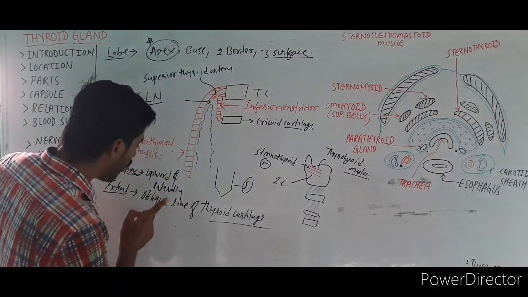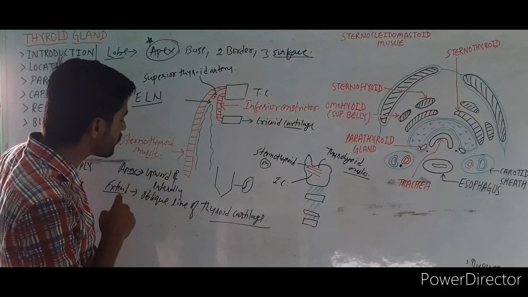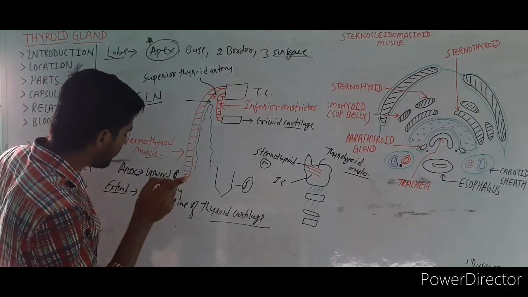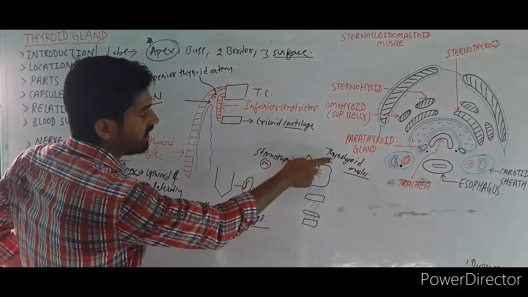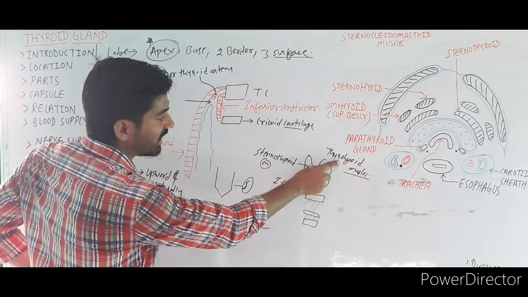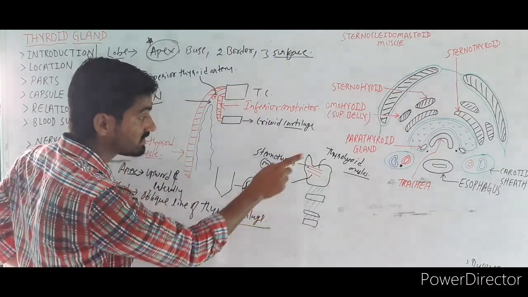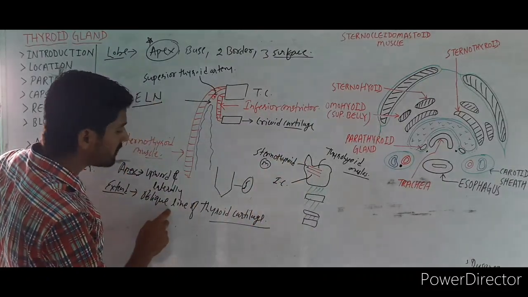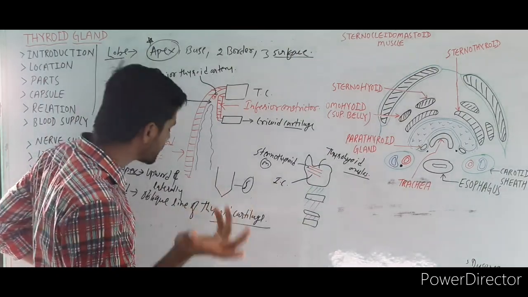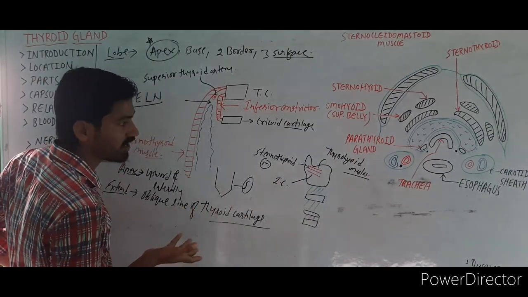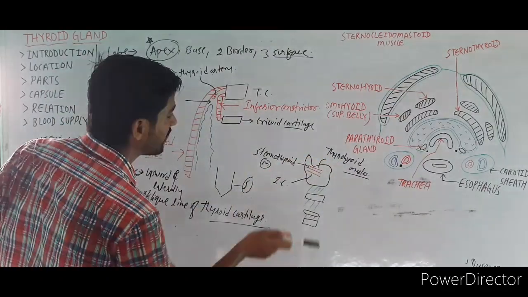One thing you should remember: all three muscles are attached to the oblique line of the thyroid cartilage. The examiner can ask which of the following muscles is related to the oblique line of the thyroid cartilage. These three are the answer. Thyrohyoid, sternothyroid and inferior constrictor are all attached to the oblique line of the thyroid cartilage. The examiner can also ask which one is not attached. In MCQs you should be very careful, right?